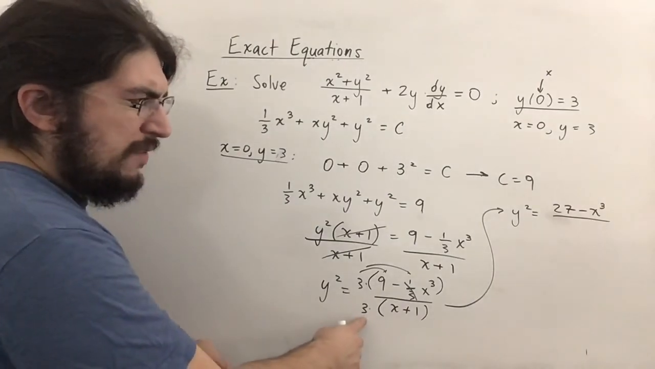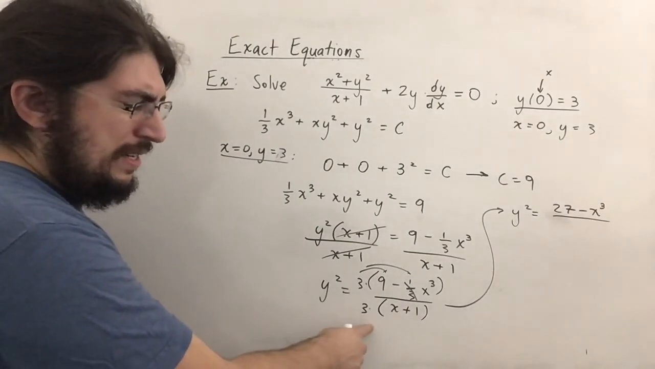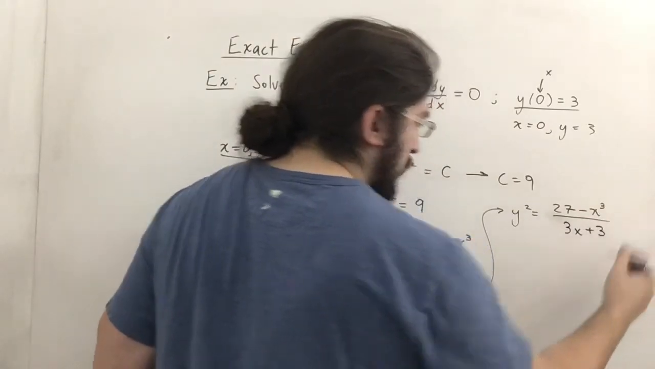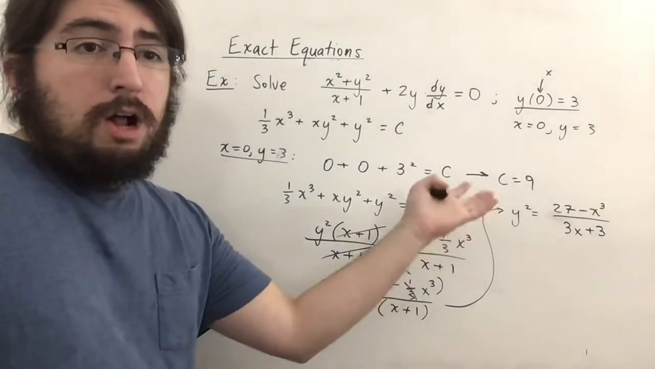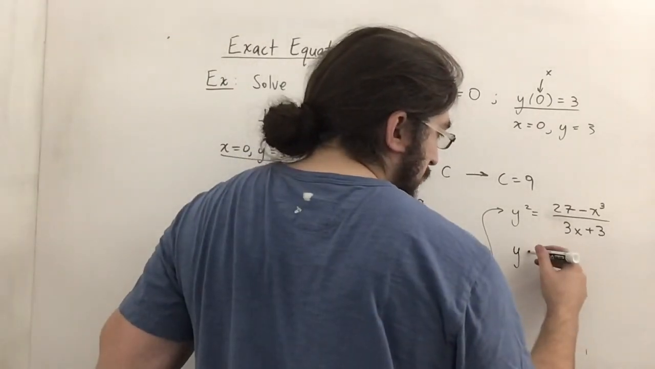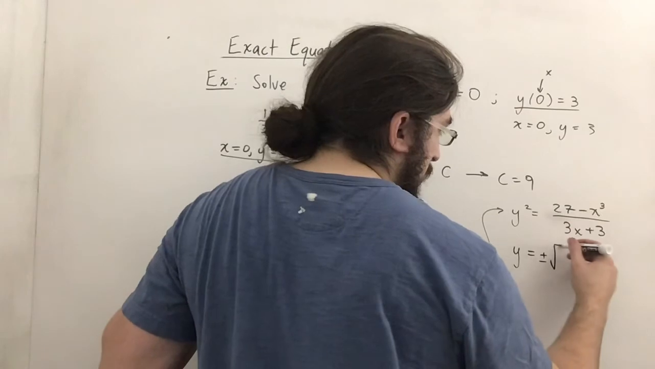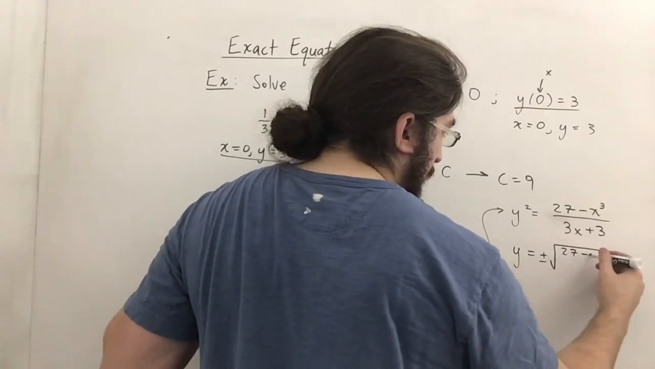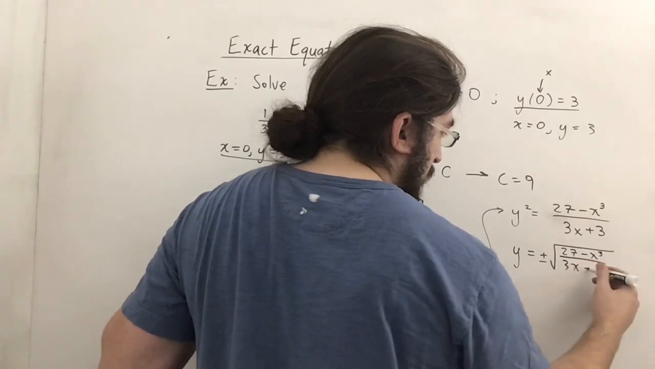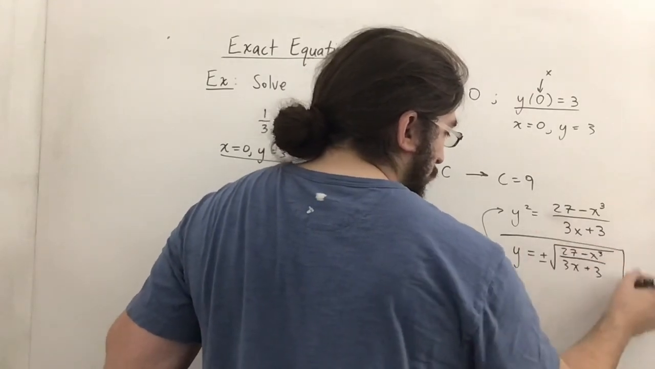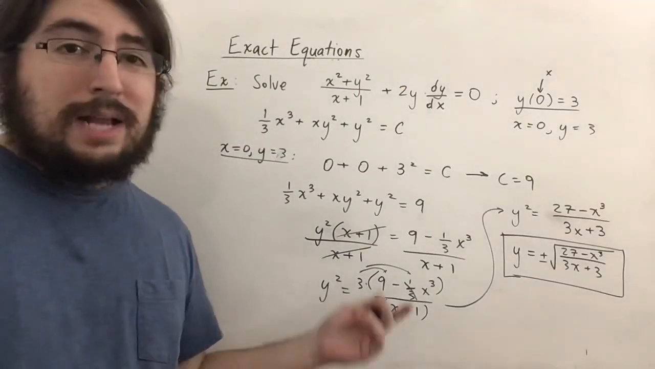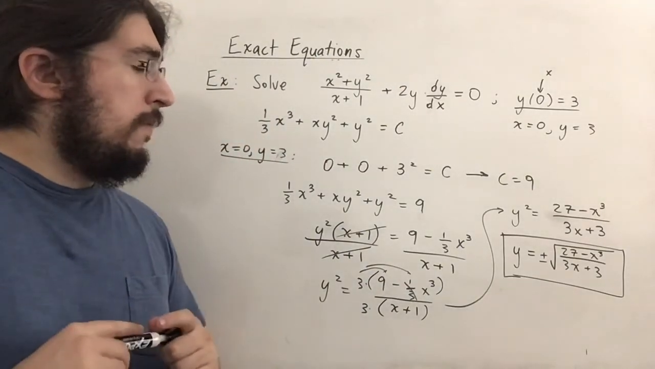And here, if we want to distribute this, we can. That's fine, I'll distribute it. So we'll get 3x plus 3. Good. And now we have y almost by itself. All we need to do now is just square root. So if we square root, we get y is equal to plus or minus the square root of 27 minus x cubed all over 3x plus 3. Fantastic. What a fantastic problem. I quite like that myself. I thought that was pretty cool.